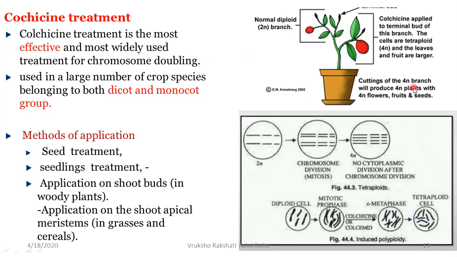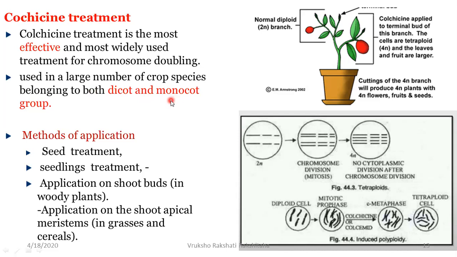Now, this is a very common method that is followed in Kashmir, where apples and plums are grown. So colchicine treatment is the most effective and the most widely used method for chromosome doubling, and this has been used for a large number of crop species, especially both of the dicot as well as the monocot group.